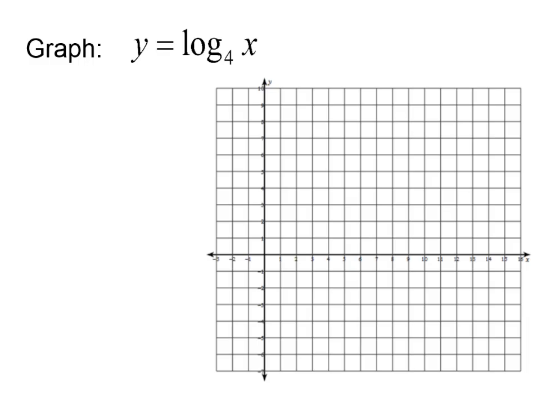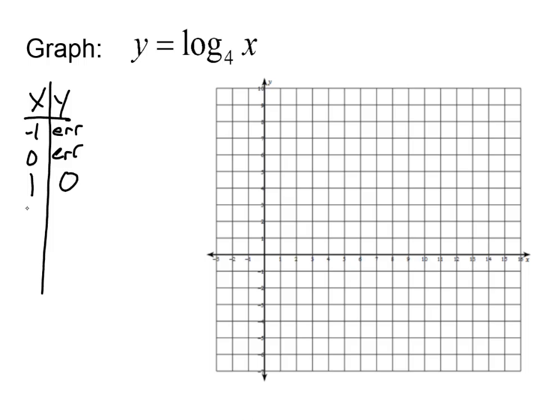Let's graph one of these logs from scratch. I'm going to start off by making a table of values. Remember, I cannot plug in negatives or zeros into this log because it is just log base 4 of x. It's just of x. I'm going to plug in some other x values that I know are going to output whole numbers, such as if I plug in 1, it's going to output 0.